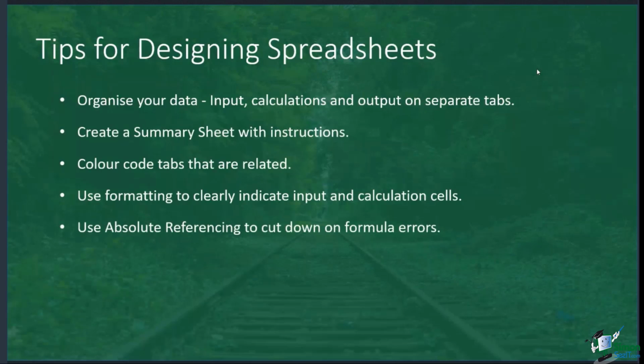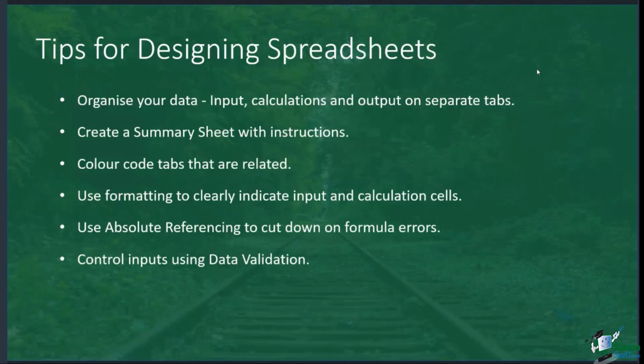Use absolute referencing to cut down on formula errors. Now, I'm always surprised by people who have never heard of absolute referencing or don't know how to use it. I will show you how to use it if you're not sure. But absolute referencing is great because it really helps you cut down on errors. If you need to change a figure in your spreadsheet, you can change it in one place as opposed to multiple other places. So you're really, again, helping to cut down on the possible errors that might be going into that spreadsheet.